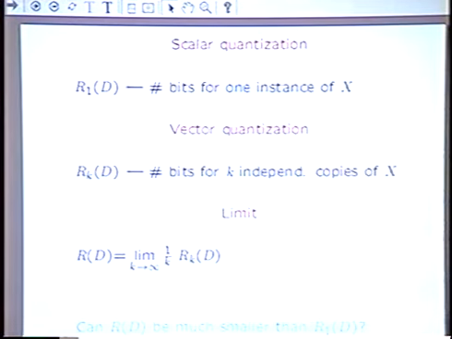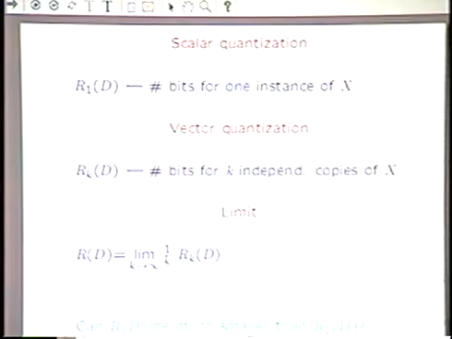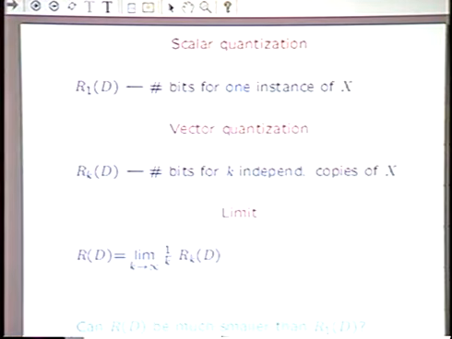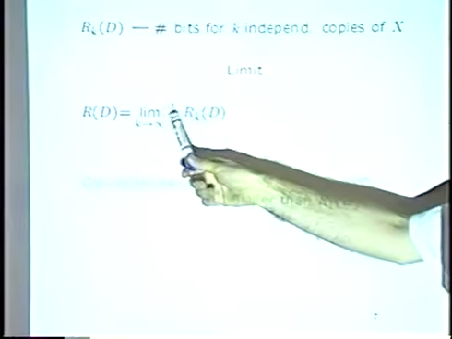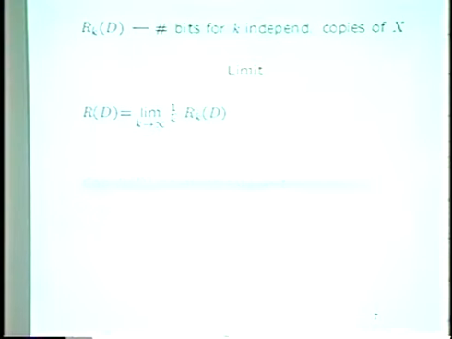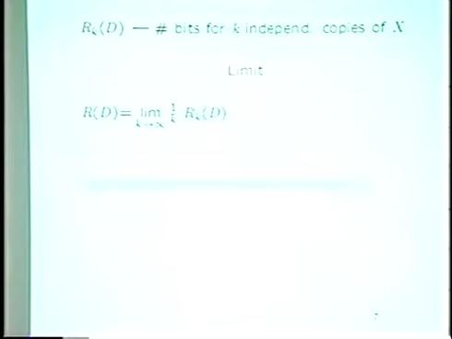Or I can wait till I get a whole bunch of them and quantize them all together, and then I'll let Rk be the number of bits I need for k independent copies of x, okay? And then I'll define R of d to be the limit of Rk of d. I normalize by the number of instances, and I let this go to infinity, and that's what I call R of d, the number of bits I need if there's no restriction. Okay? And the natural question is, can R of d be much smaller than R1 of d? Can you save by encoding many things together?